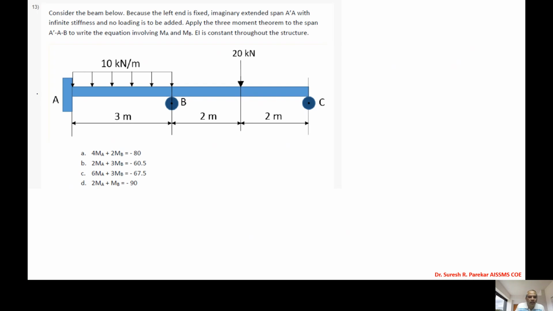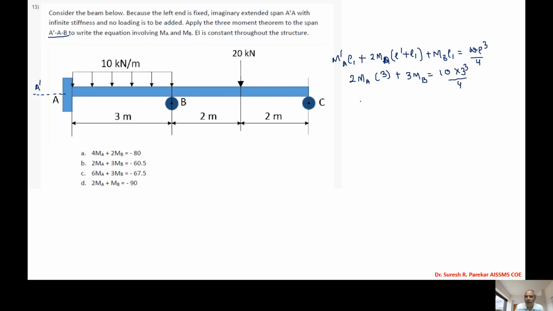So in this we are going to consider this as A dash. So we have A dash A and all values 0. So first we have to find A dash AB. So what we will get? M dash A L1. Now I is constant. So 2MA into (L dash plus L1) plus MB into L1, which will be, now for UDL I can write it directly as WL cube by 4, and from this I will get 2MA into 3 plus 3MB, and that is equal to 10 into 3 cube divided by 4, and we will get it as 6MA plus 3MB, and that is equal to minus 67.5, and we have option that is C.